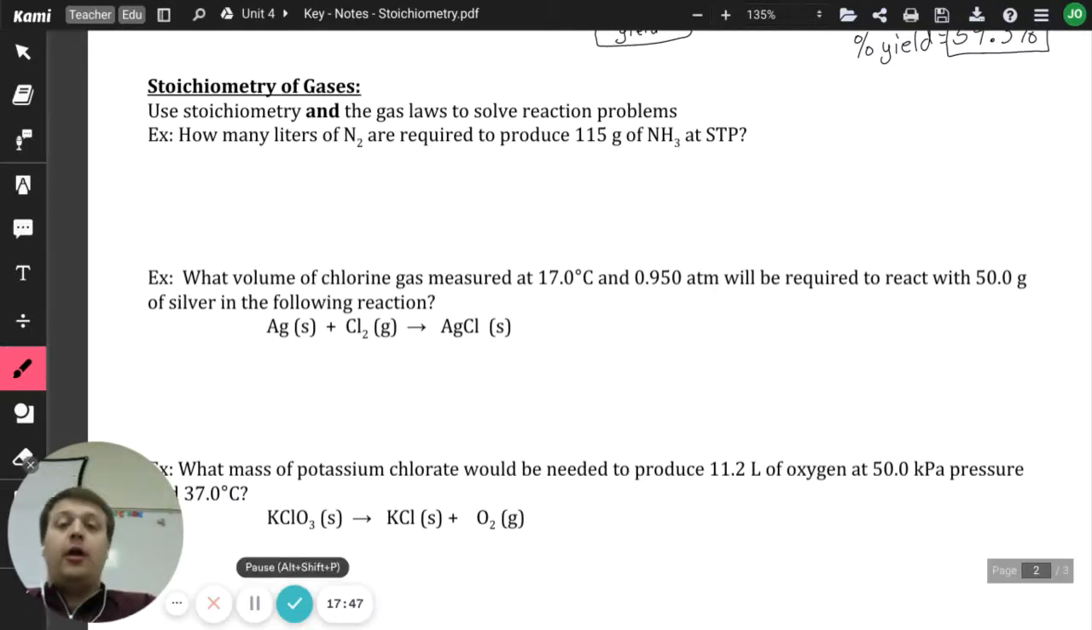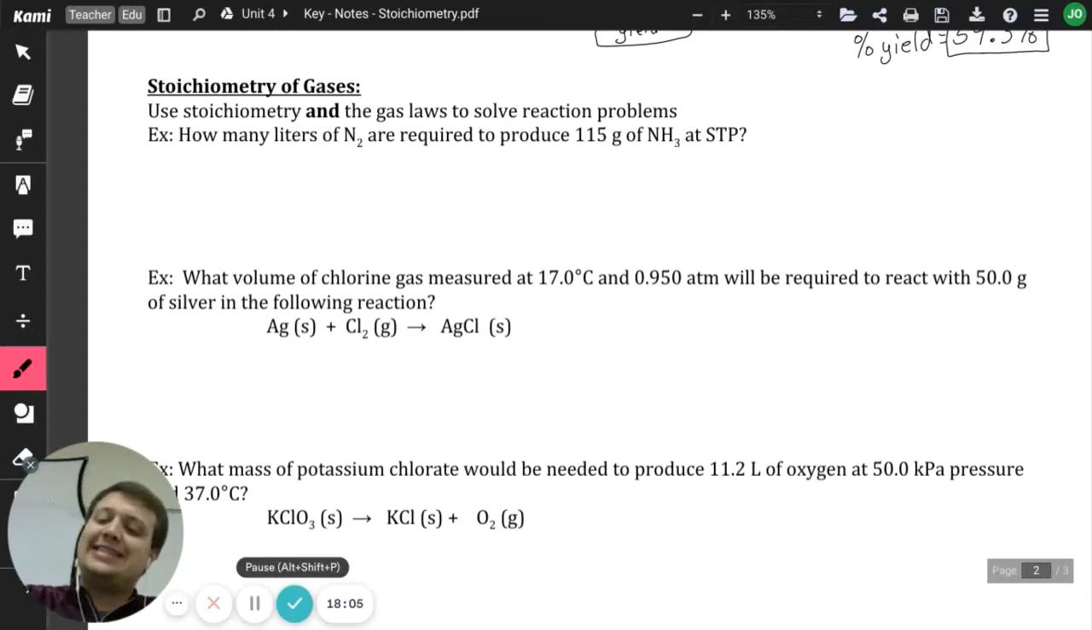All right. So now let's take a look at the stoichiometry of gases. Essentially what we're going to be doing is using stoichiometry and the gas laws that we know to solve our reaction problems. For this, again, it's just general stoichiometry.